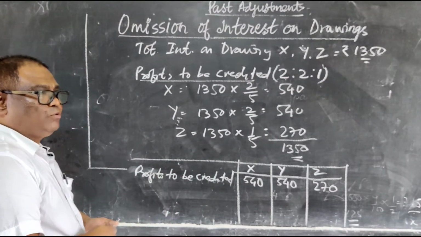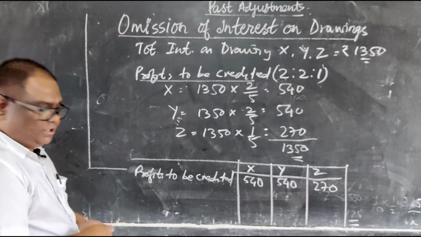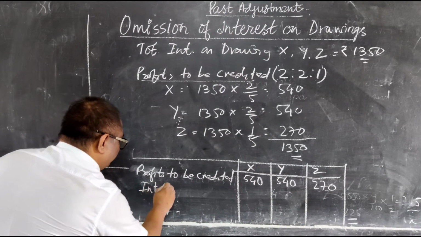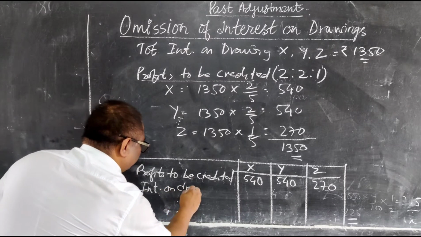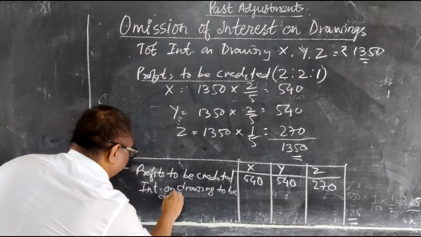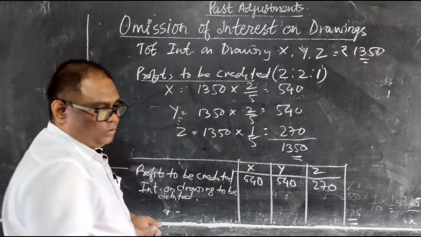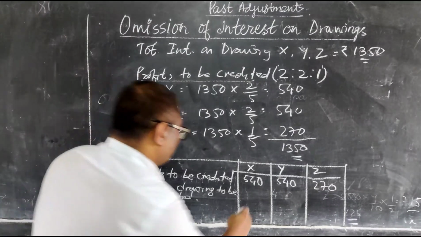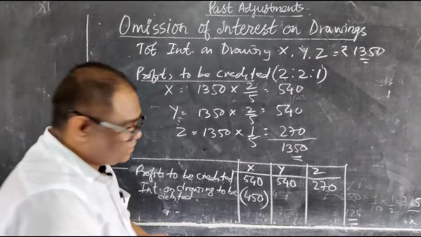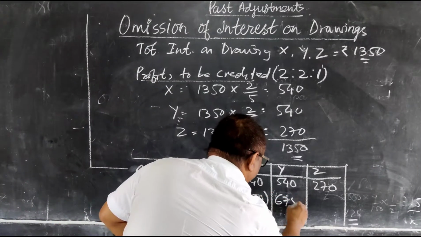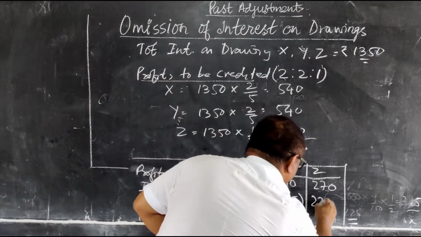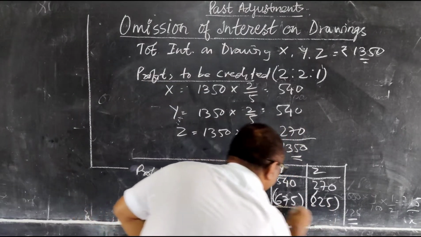Now, interest on drawings, which was not charged to the partners and was omitted, we have to take back from the partners. Interest on drawings to be debited, which was omitted before. So what is the interest on drawings? 450 to X, which we have to deduct, 675 to Y, and 225 to Z, also deducted.